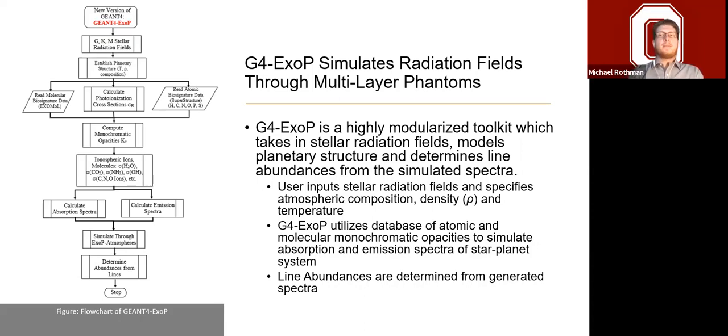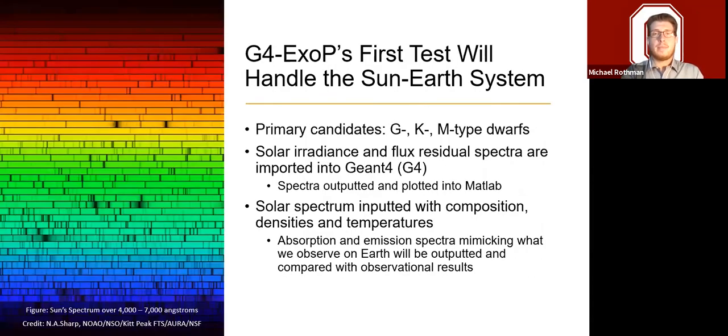The planetary atmospheres will have specified layering, each having its own density, temperature, and composition. These atmospheric material layers are composed of atoms, ions, and molecules, which are compiled into a database within the toolkit. Once the simulation is complete, we determine the line abundances from the spectra. From here on, I will be following the sequence of the flowchart and discussing topics as they're handled by GN4 EXOP. Now, the primary candidates for study by our group are G, K, and M dwarfs.